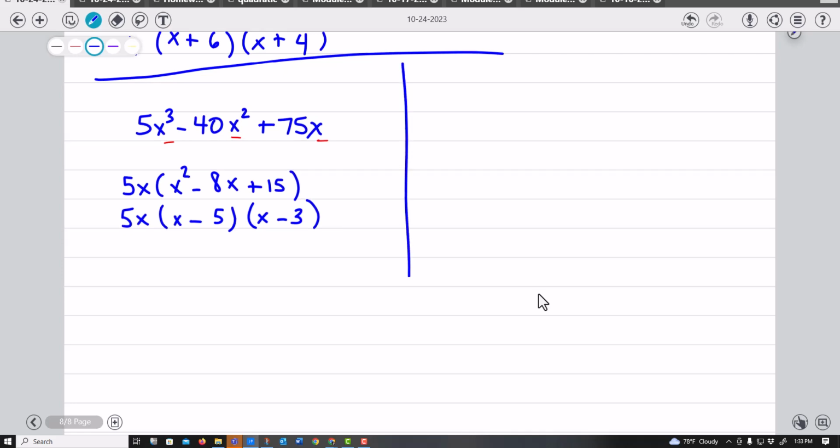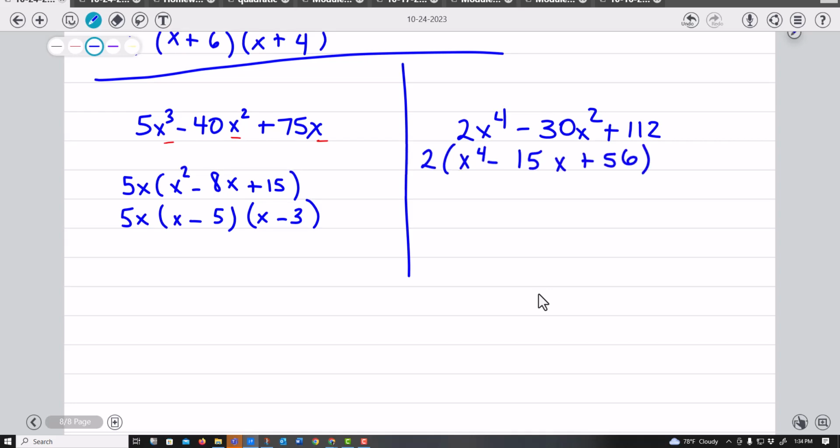Let's go over here. What if I have 2x to the 4th minus 30x squared plus 112. Eesh. Only thing I notice is that they're all even, so I could divide them all by 2. I'm not sure yet how that's going to help me, but we will see. Plus 56, 112 divided by 2. Now, notice here, even though this is x to the 4th, isn't x squared times x squared x to the 4th? So it's not too bad.